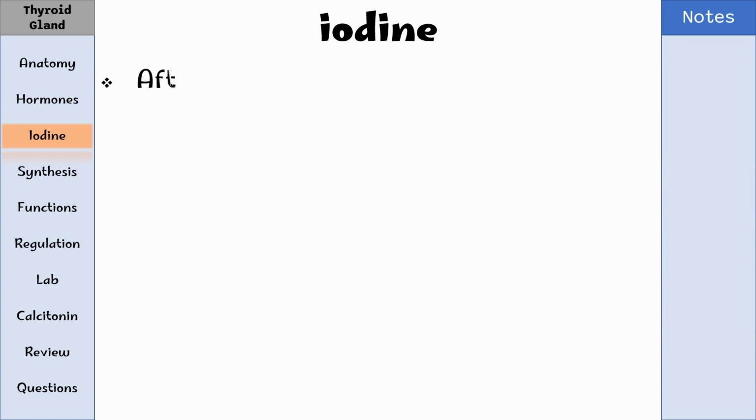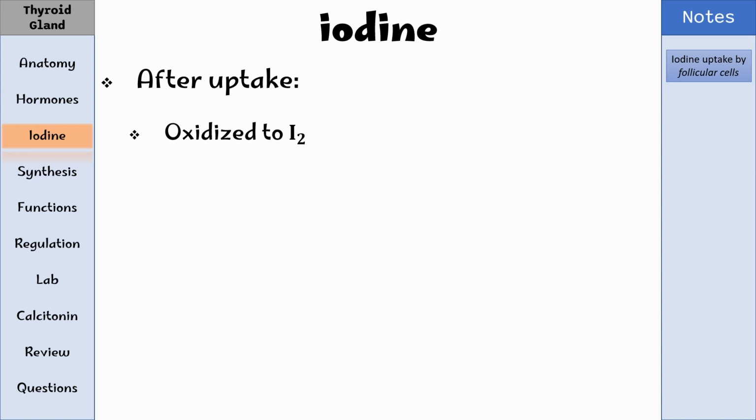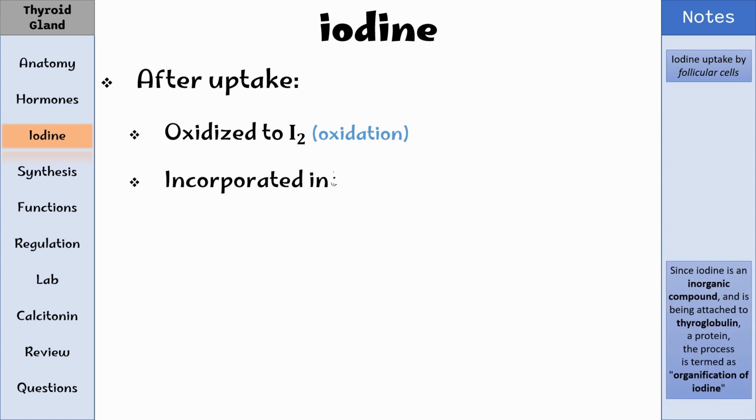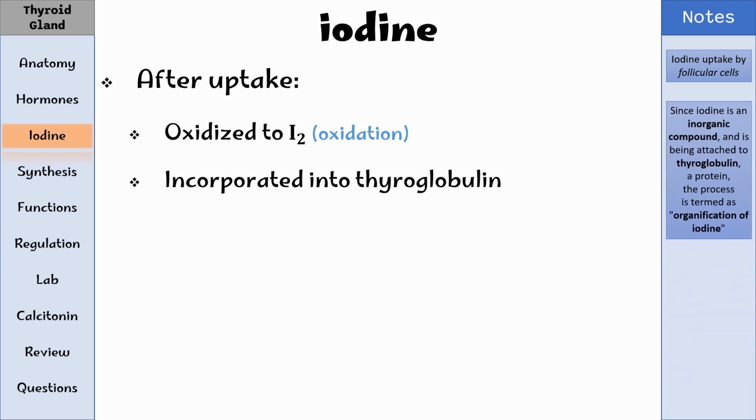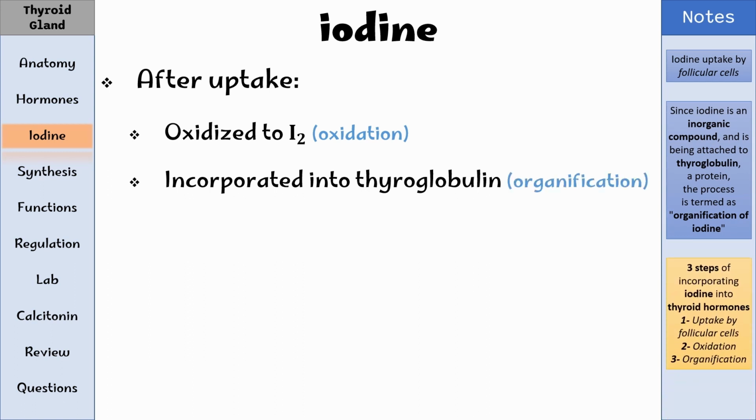When the follicular cells take up the iodine, it undergoes some changes. First, it is oxidized into I2. This process is called the oxidation of iodine. Then it is incorporated into an organic structure called thyroglobulin, which we'll talk about in a minute. And this process is called the organification of iodine.